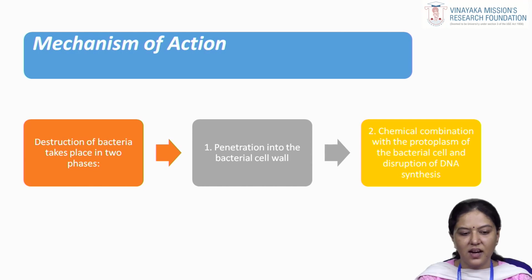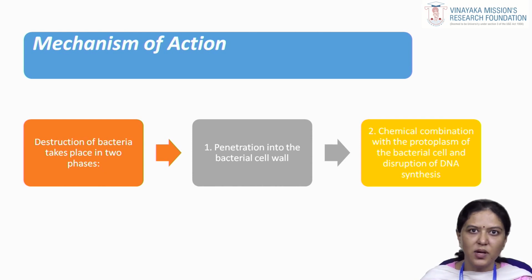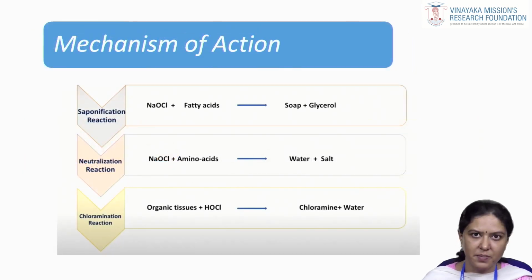Mechanism of action. Destruction of bacteria takes place in two phases: penetration into the bacterial cell wall, then chemical combination with the protoplasm of the bacterial cell and disruption of DNA synthesis. The mechanism of action can be discussed under saponification, neutralization and chloramination reactions.